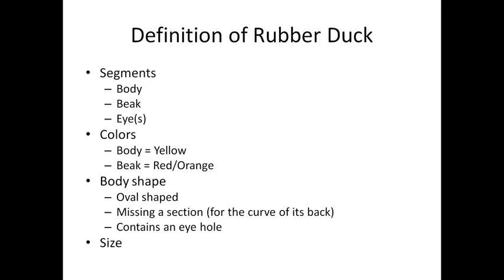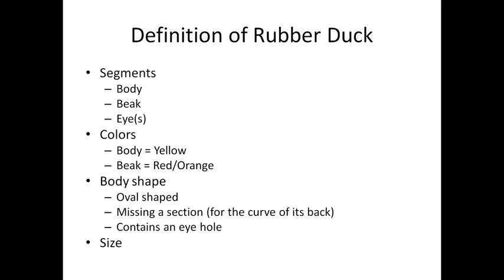Now, we have defined a rubber duck by the following aspects. The segments that it contains are a body, a beak, and 1 or 2 eyes. The color definitions are that the body will be yellow and the beak will be red or orange. These color definitions have been encoded into MATLAB using RGB scale, and the body shape is also considered for the duck.